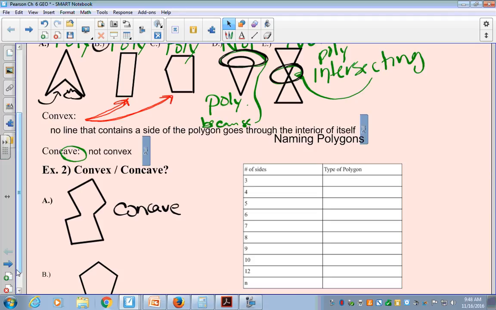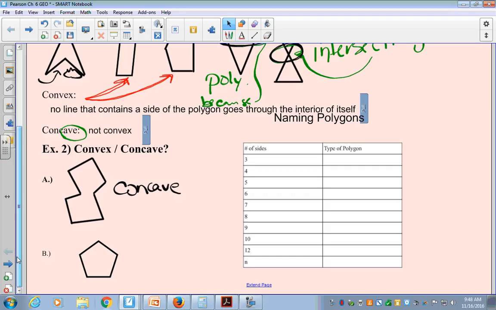So we're looking at example two. Is A concave or convex? It actually has two caves, so it's double concave. Just kidding, there's no such thing as double concave. And we look at B. B is a pentagon, and it has no little divots or interior sides that go in. So it is convex. I'm going to pause this.